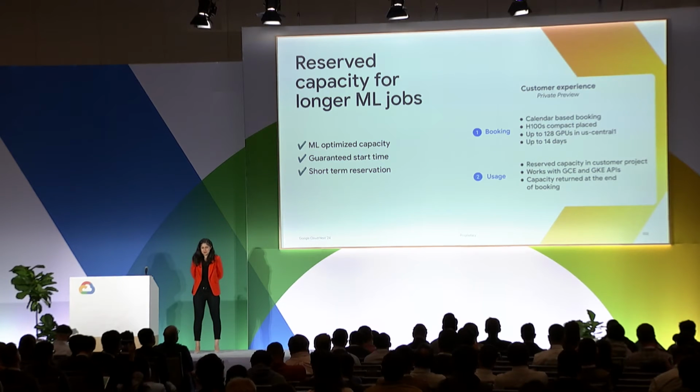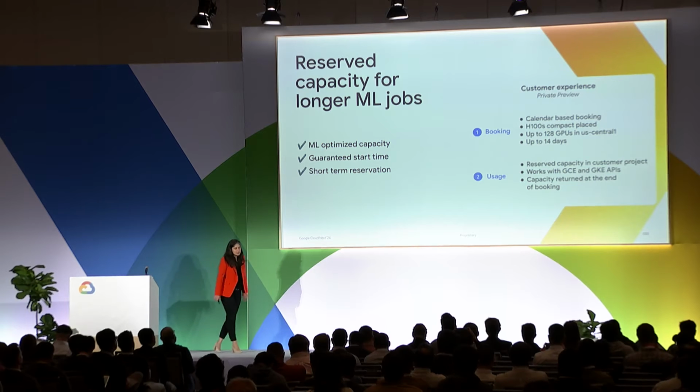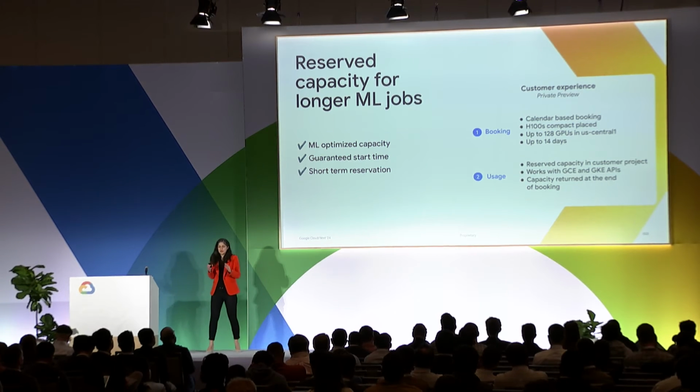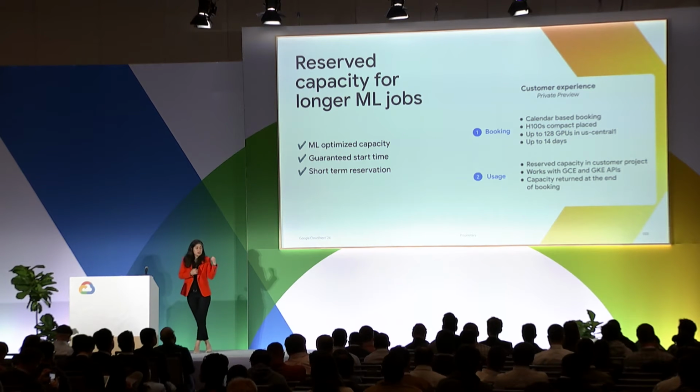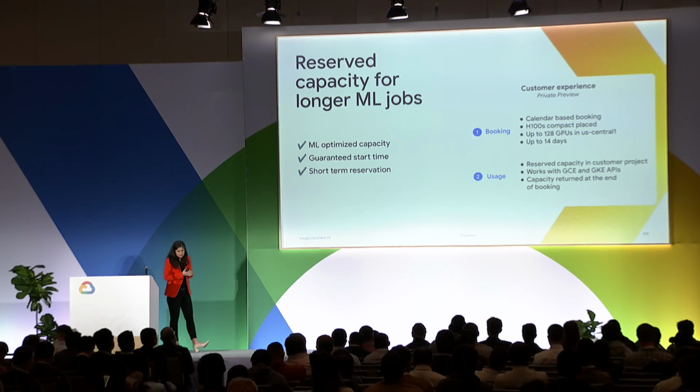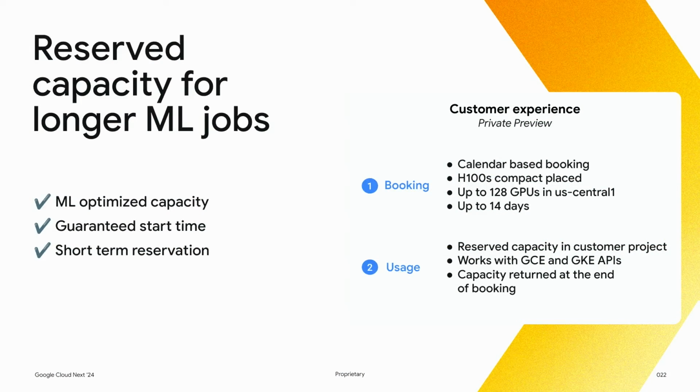Calendar mode offers a simple way to buy a short-term reservation for ML optimized capacity. This option is great when you need that guaranteed start time. You know exactly when you want to train, and you need to know that you will have that capacity on that day. We've just launched in private preview on April 1st, and we offer H100s that are co-located in the same superblock for the highest networking throughput.